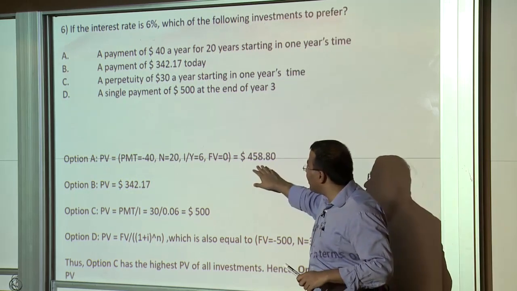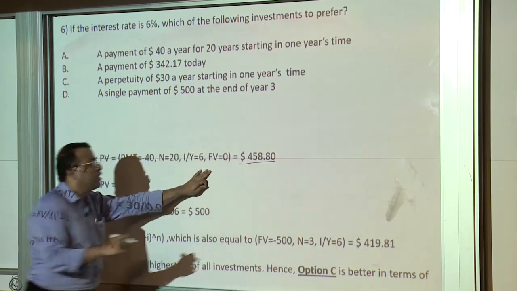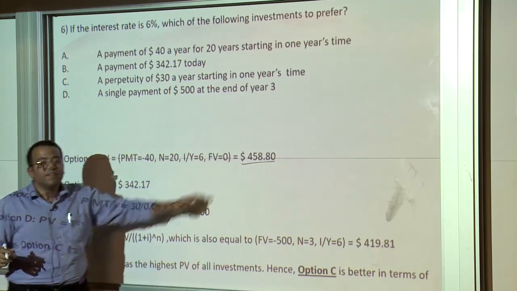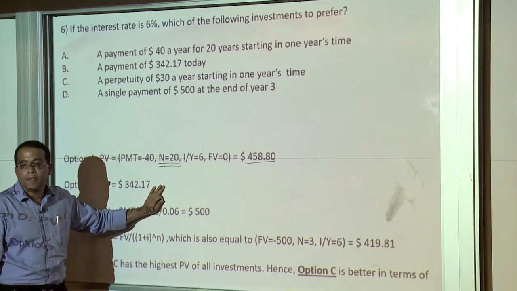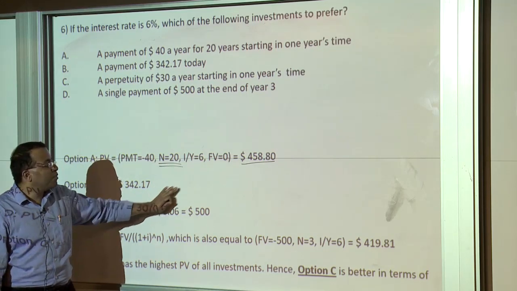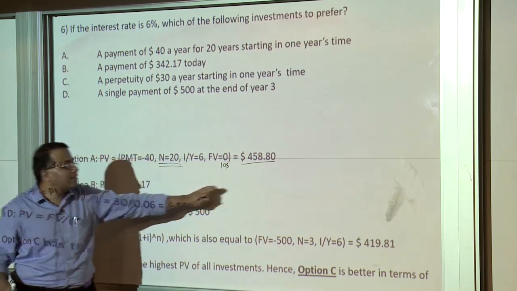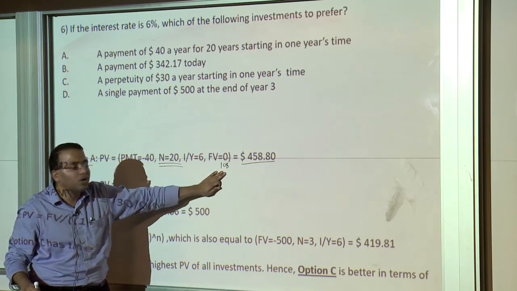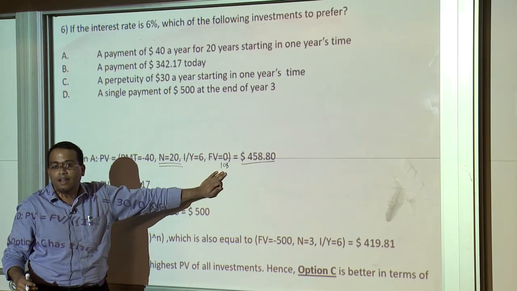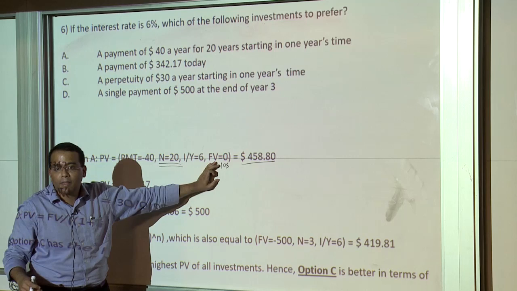Now, if I calculate it in exactly this manner, if I put future value equal to 0, then what I'm saying is this present value accounts for all the 20 payments, okay? If I put any other number as a future value, say $10, then this present value doesn't account for all the 20 payments. There's $10 left over at the end of 20 years. So that's why you put future value of 0 in this case.